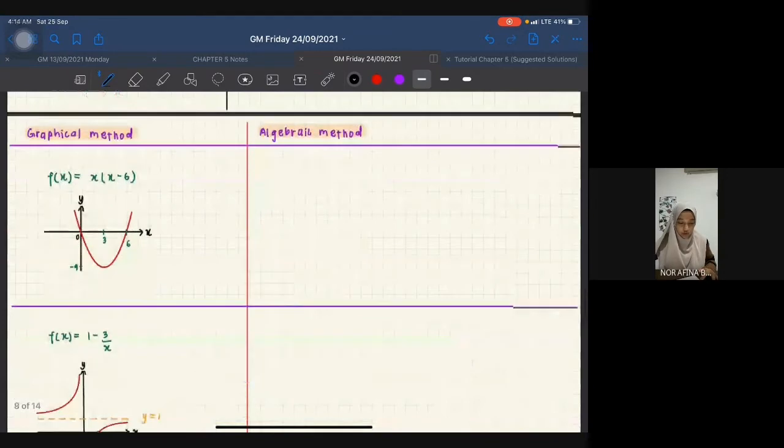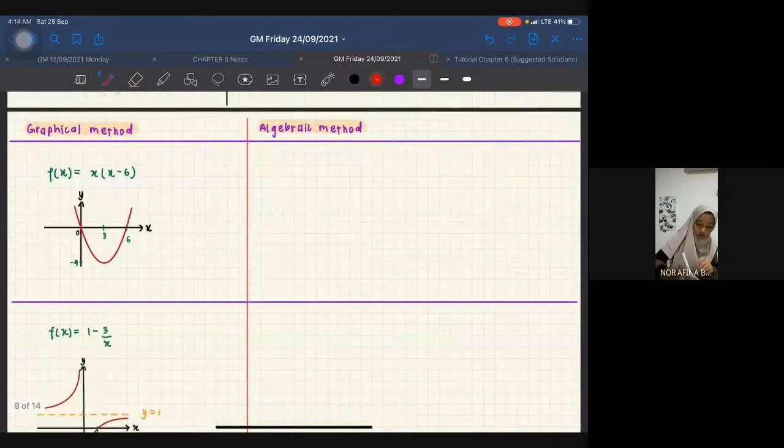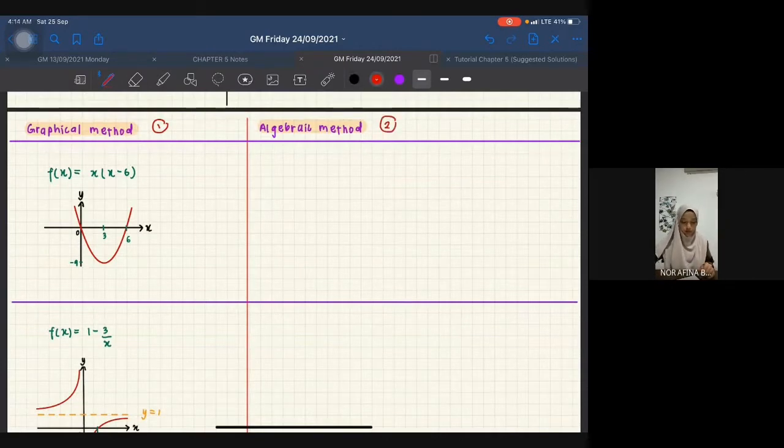We have two methods. The first method is graphical method, and then the second method is algebraic method. Graphical method ni nama lain dia adalah horizontal line test. Saya tulis kat tepi ni. The first one is horizontal line test, HLT.